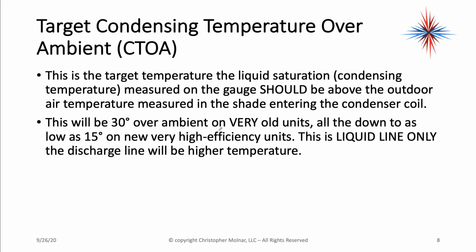Now, we also want to look at the target condensing temperature over ambient. This is the target temperature, the liquid saturation, as measured on the gauges. It should be above the outside air temperature measured in the shade entering the condenser coil. If you don't have any shade around, you take it of the air entering the condenser coil. This will be 30 degrees over the ambient on older units, and it can be down to as low as 15 degrees on newer high efficiency units. This is the liquid line only.